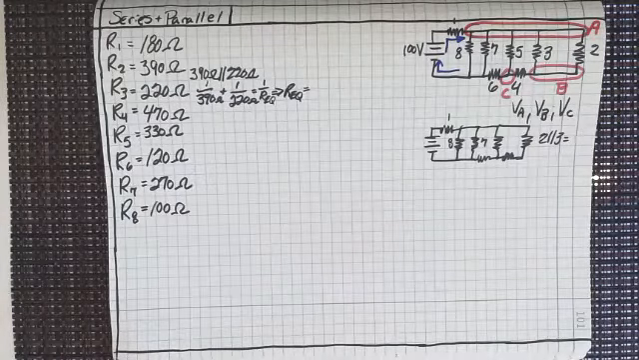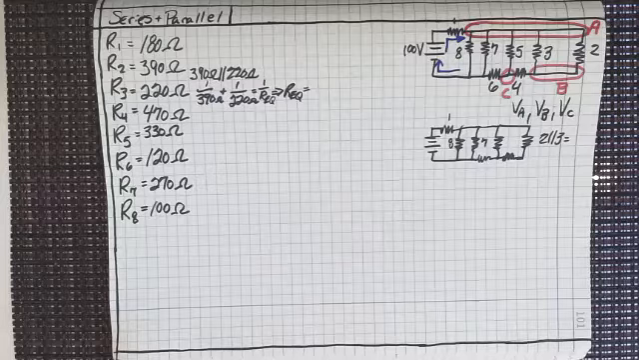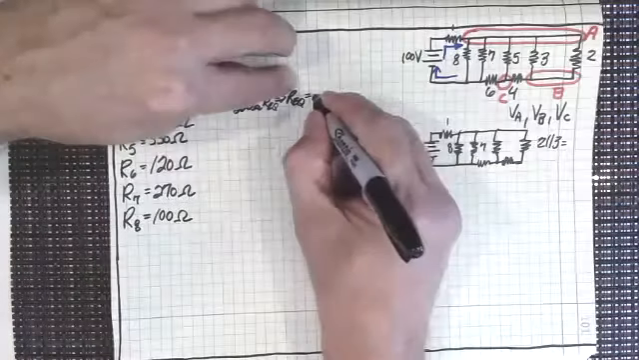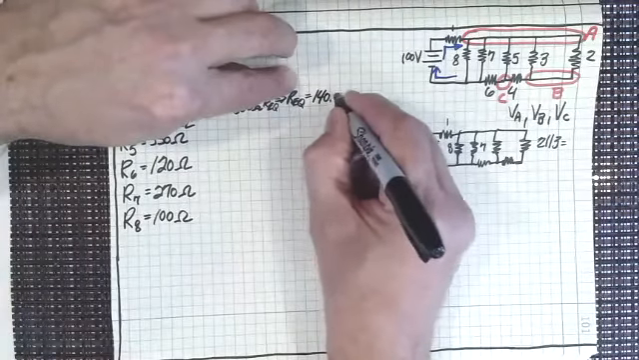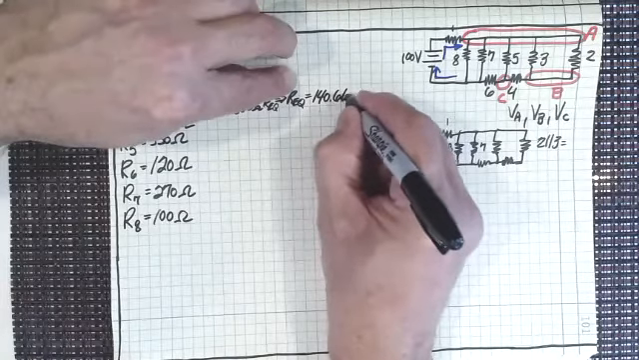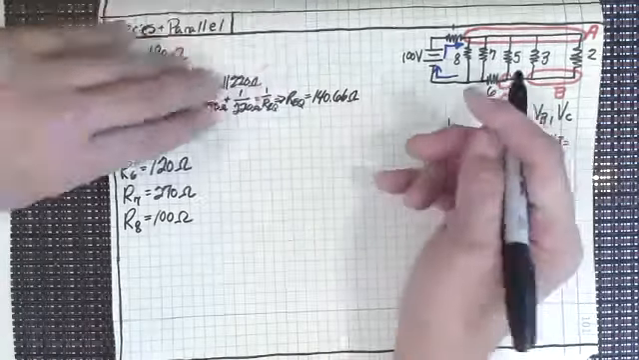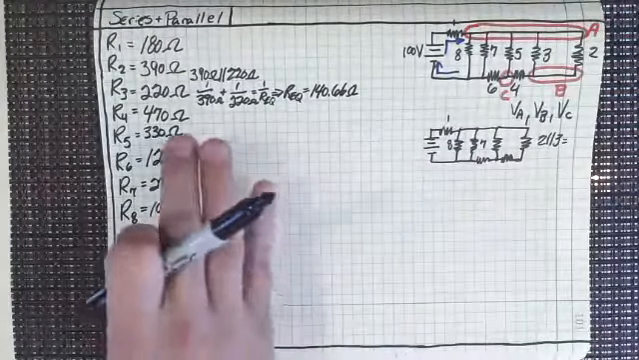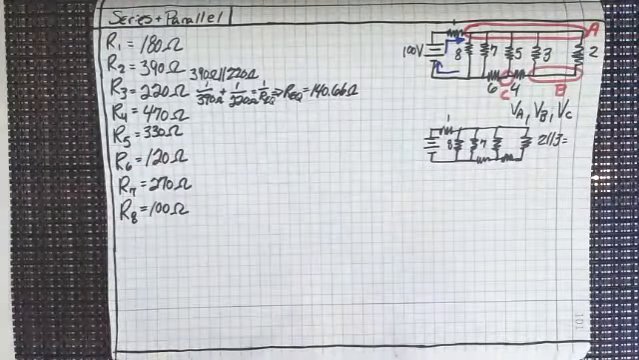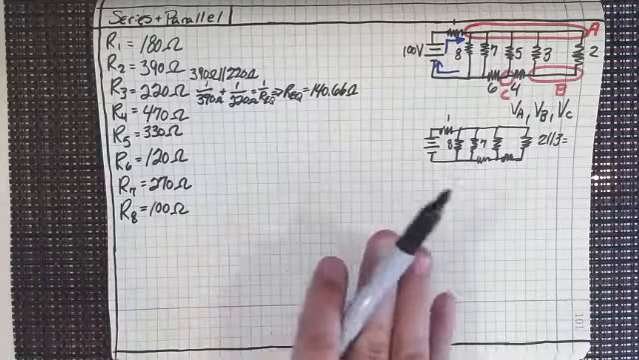So we've got 390, 1 over, plus 220, 1 over, equals, and then 1 over that gives me 140.66. 140.66. And I want you guys to be doing this with your calculator at the same time that I'm doing it on here. So you can see what I'm doing, actually do it.